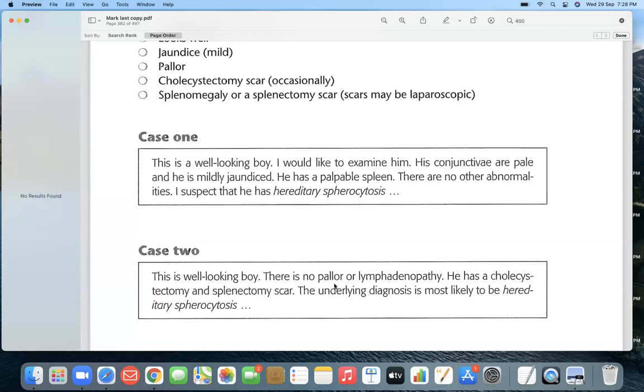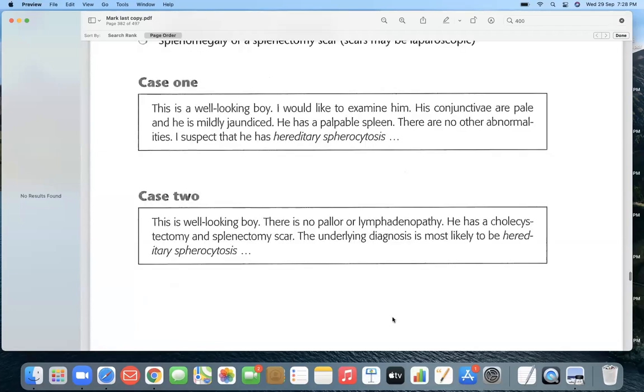Another, this is a well-looking boy. There is no pallor or lymphadenopathy. He has a cholecystectomy and splenectomy scar. Some children have already been operated on for that. The underlying diagnosis is most likely hereditary spherocytosis. If there is both a cholecystectomy scar and a splenectomy scar and no pallor, maybe it is because he has improved. There is no spleen and not too much destruction of cells. Okay.